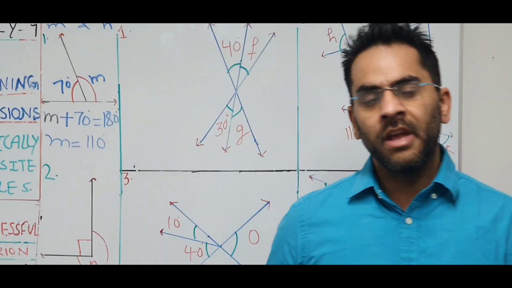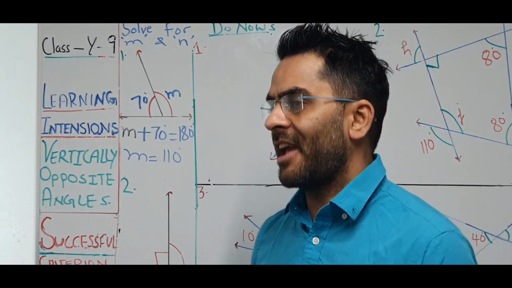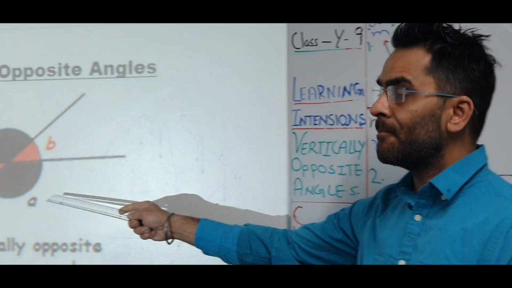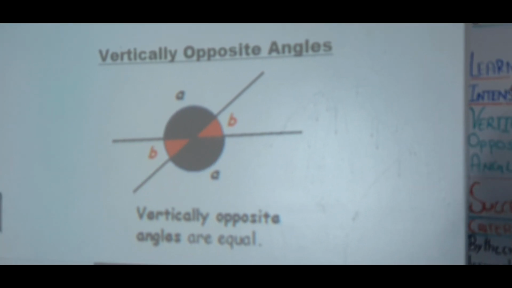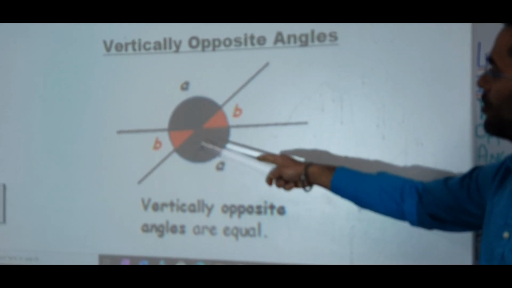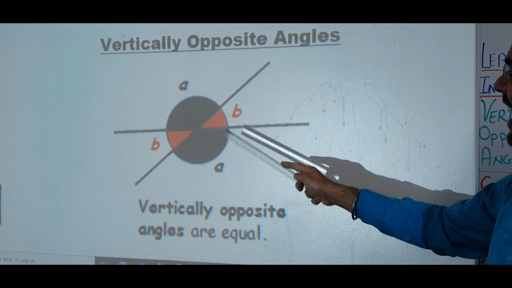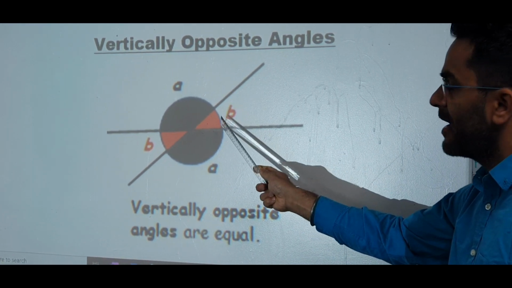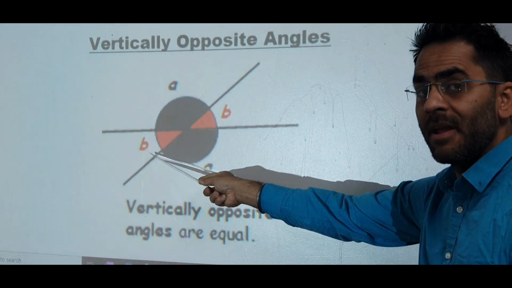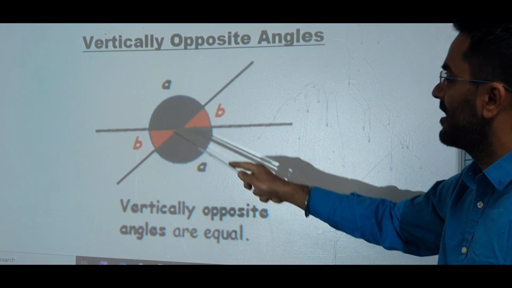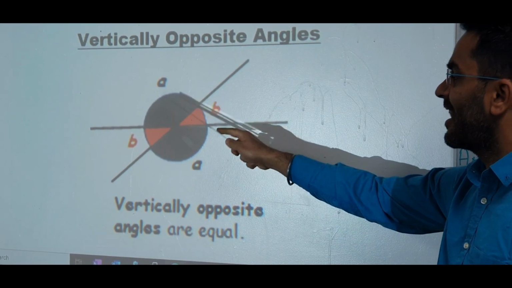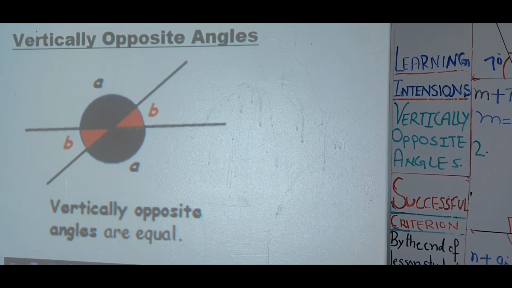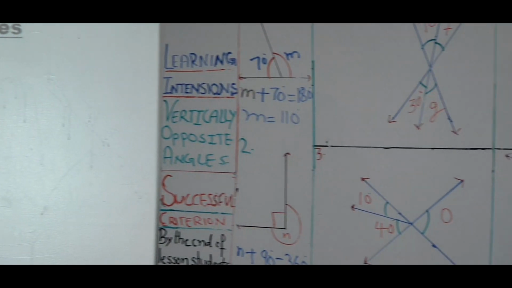So today we're going to learn about vertically opposite angles, and here is a diagram. You see we have two lines crossing and the angles B and B. If this is B, then this should be B; if this is A, then this should be A. So now we're going to move on to our questions.